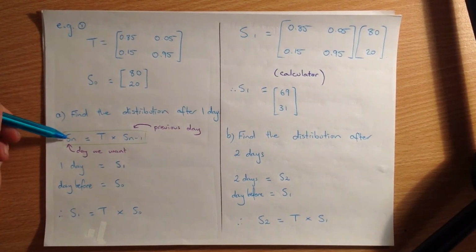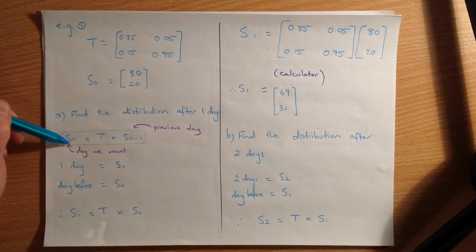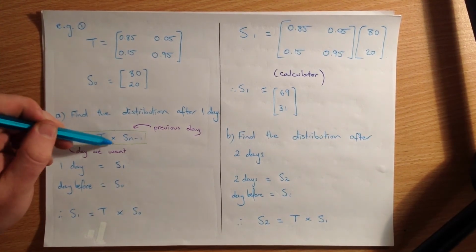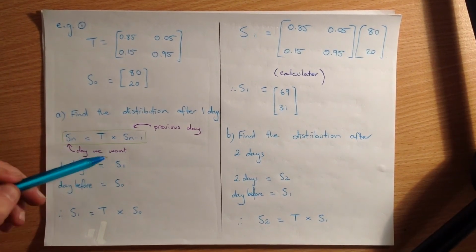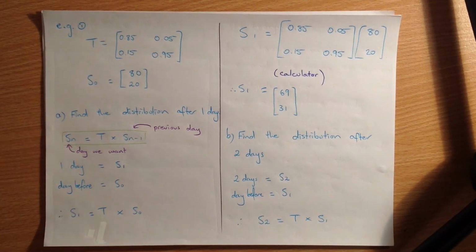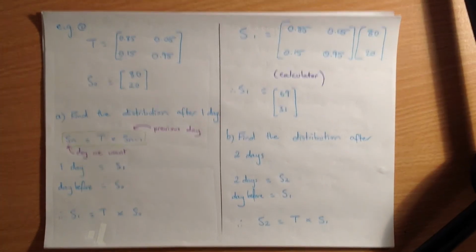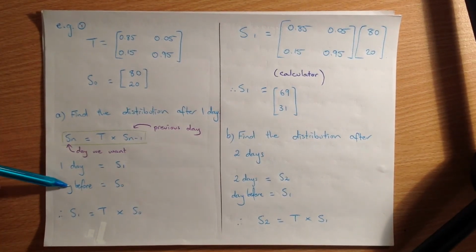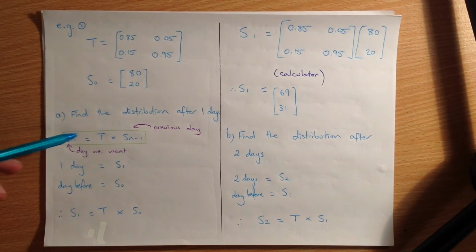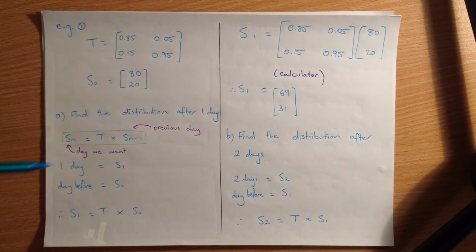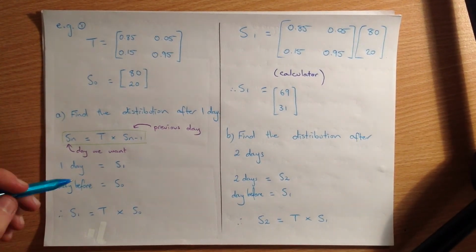So we put that into our formula that we saw on the last page. S of n, that's the day we want, is T times the previous day. So after 1 day, we're looking for this S of 1, the first day after that first day has passed. So obviously the day before that is S of 0, which is 1 minus 1, so 0. So in this case, our n is 1. So 1 day, n is 1. So let's put that into our formula.